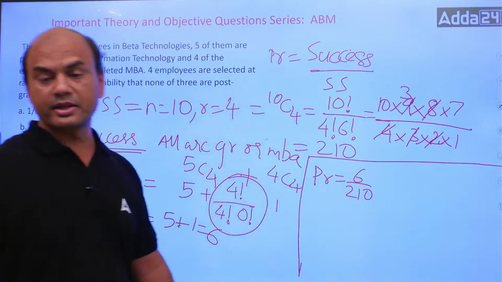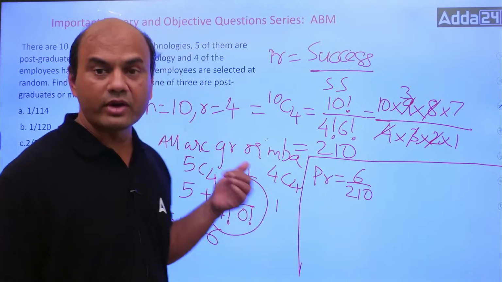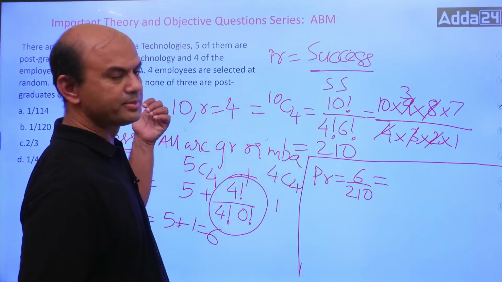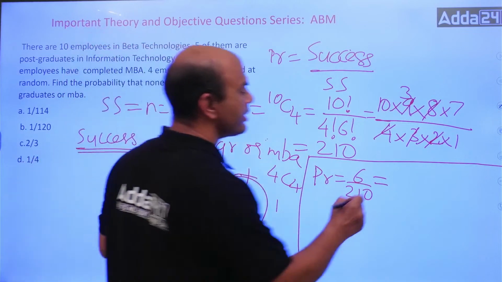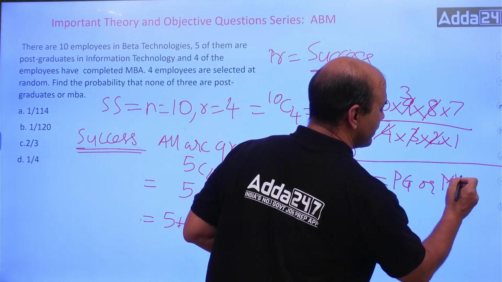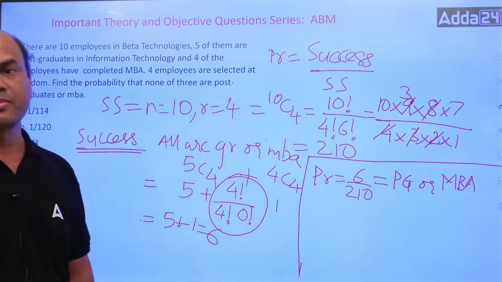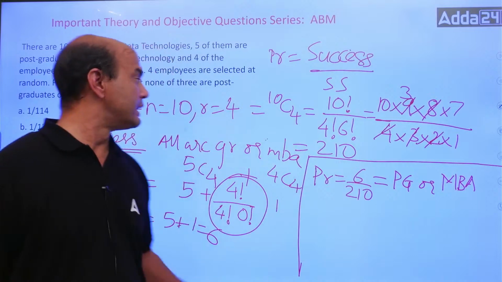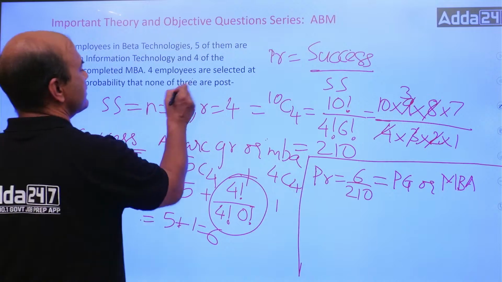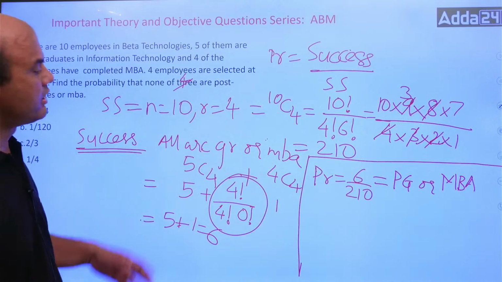But this probability is not the one which you require. What is this? They are either PGs or MBA. This is the probability which you have got right now. But do you want this? You want the reverse one. You want neither of them. None of these 4 are PG or MBA.